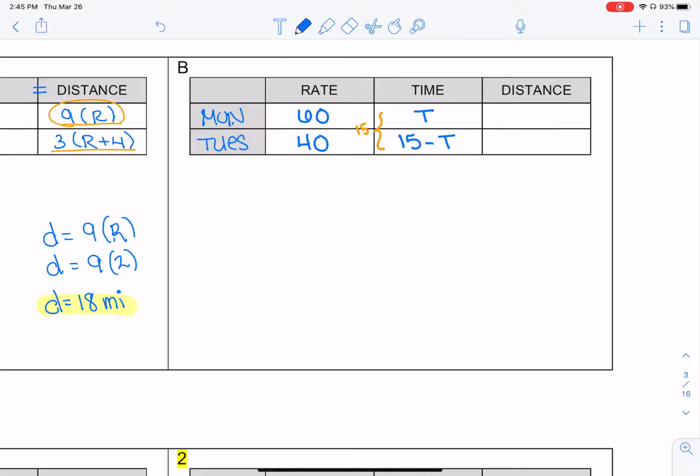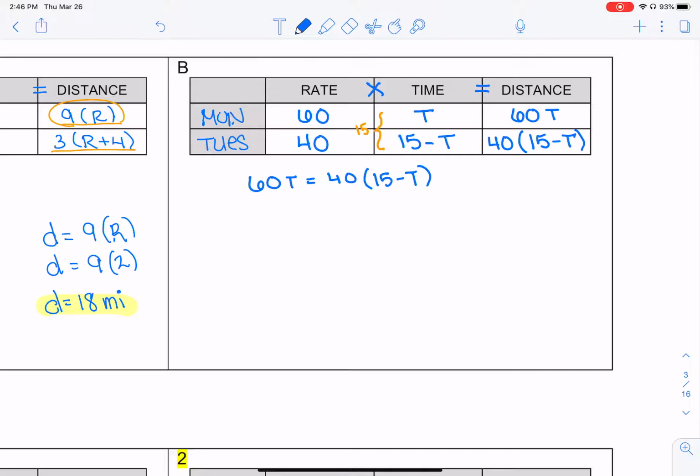Okay, now we're ready to multiply across to get our distance. So remember, we do rate times time equals distance. So on the top I get 60t, and on the bottom I'm going to have 40, but that's going to distribute across 15 minus t. Okay, once again our distances are set equal to each other because it's the same trip, just different days. So I'm going to have 60t set equal to 40, and that's going to distribute across 15 minus t.